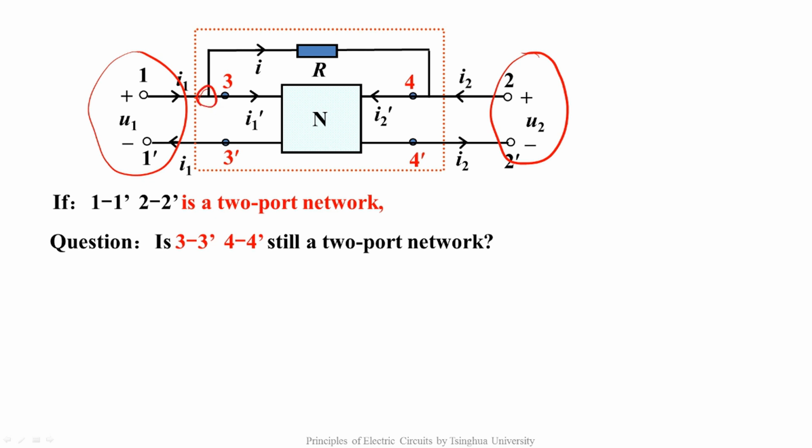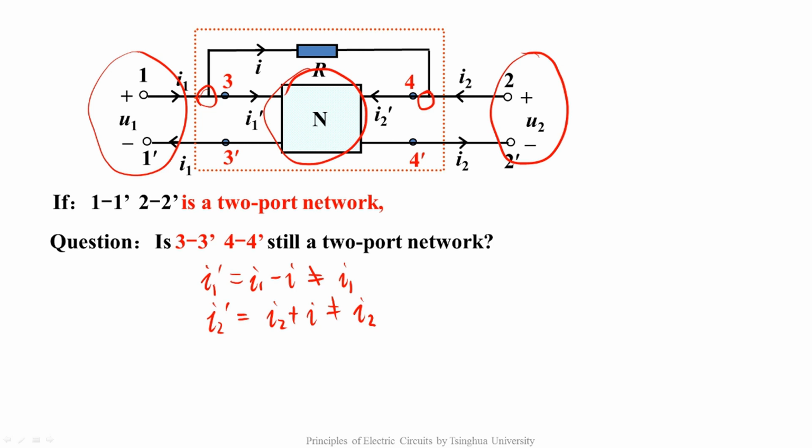Applying KCL to this node, I1' should be I1 minus I. In most cases, it isn't equal to I1. Similarly, apply KCL to this node, I2' should be equal to I2 plus I, not be equal to I2. For terminals 3 and 3', the current flowing in isn't equal to the current flowing out any longer. Terminal 4 and 4' are the same case. The current flowing in isn't equal to the current flowing out any longer.